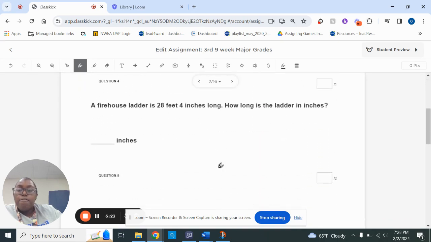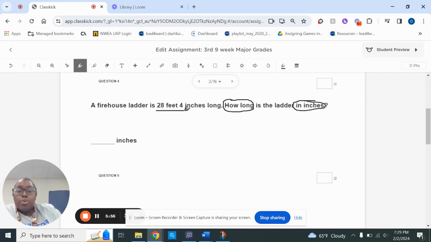All right, number 4. A firehouse ladder is 28 feet, 4 inches long. How long is the ladder in inches? So we want to know how long in inches. Okay? The only reason I didn't circle ladder is because that's the only thing this problem talked about. So of course it has to be about the only object that's in the problem in these two sentences.